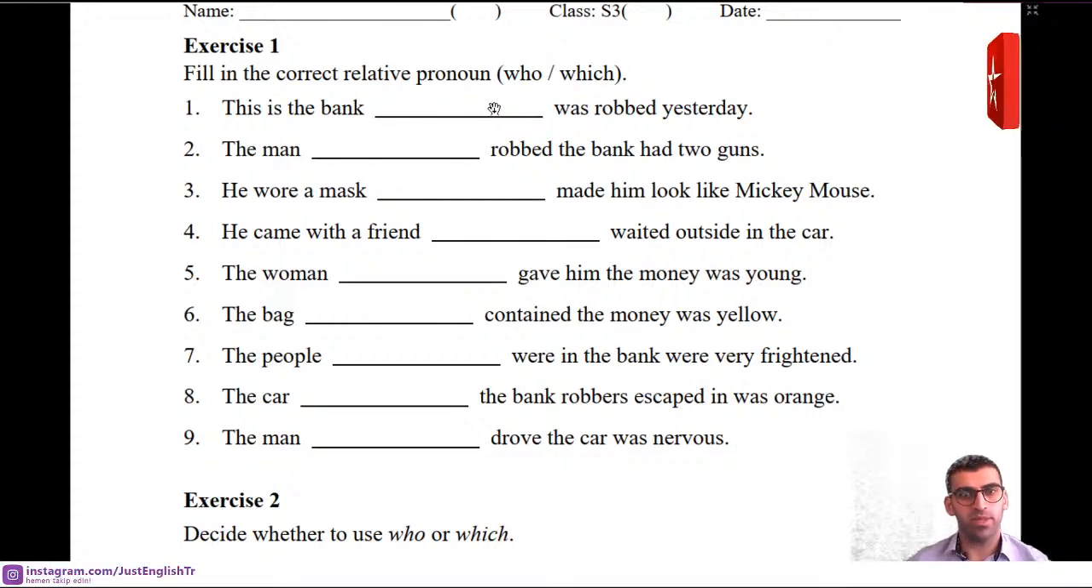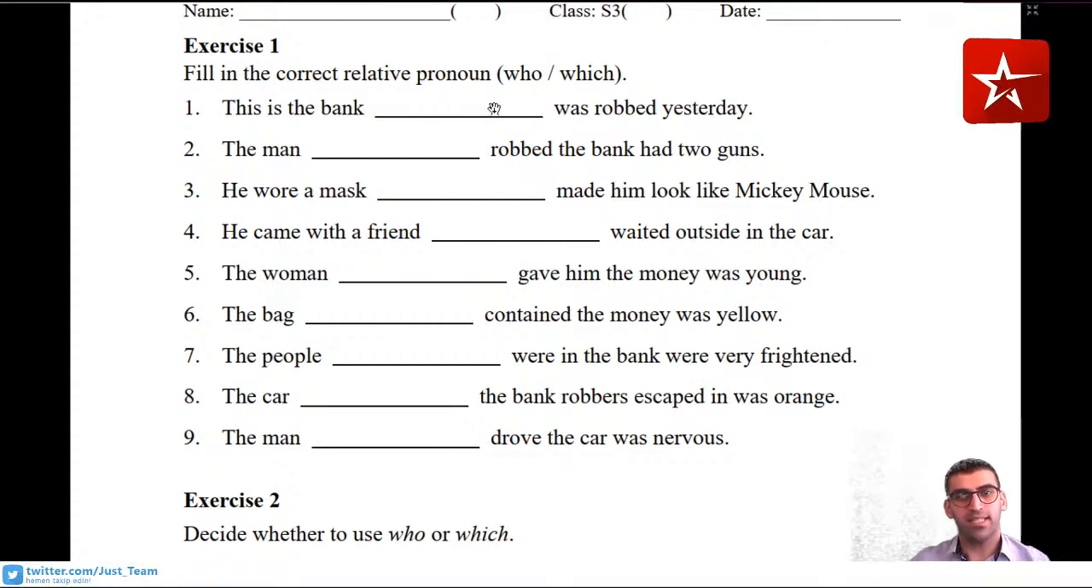Number 5, the woman blah blah blah gave him the money was young. Okay guys, it's a kind of warming up sentences we are working on, and then we will keep going with the more difficult ones, and I will see who will be able to cope with the problems and who will be lazy and who won't be active here. So number 5, the woman who, is correct, yes, because the woman is a person. That's why we should use who. The woman who gave him the money was young.